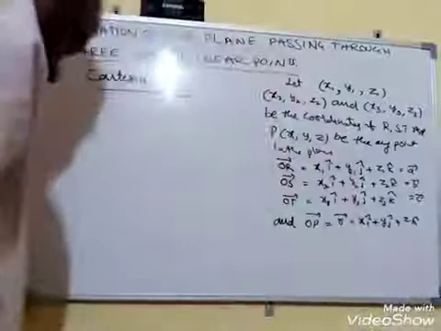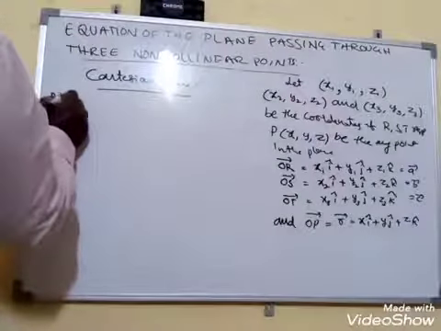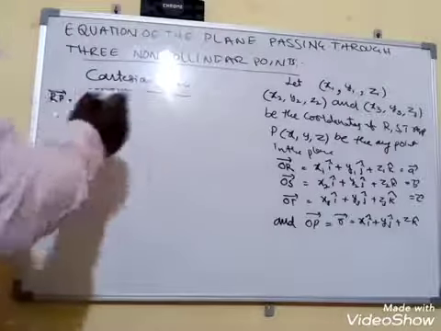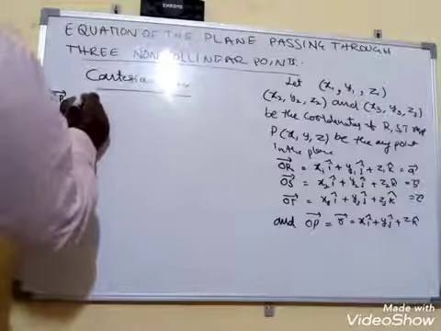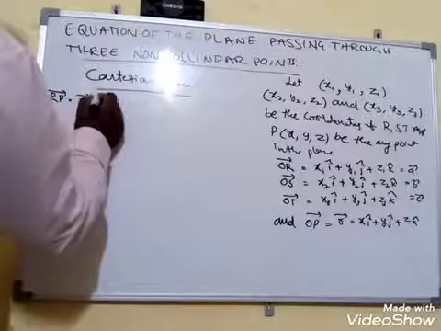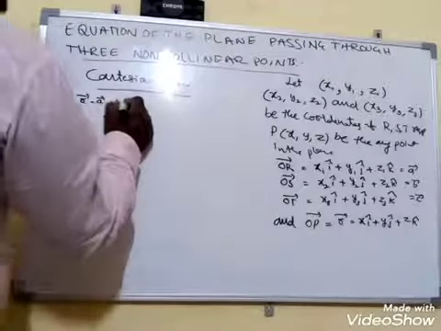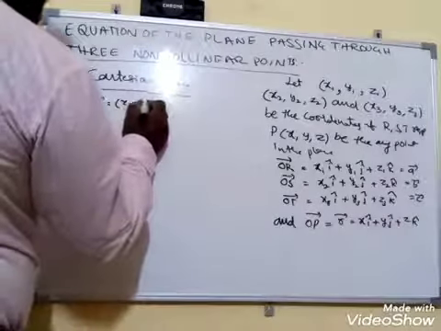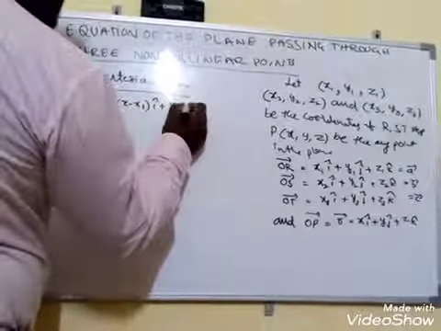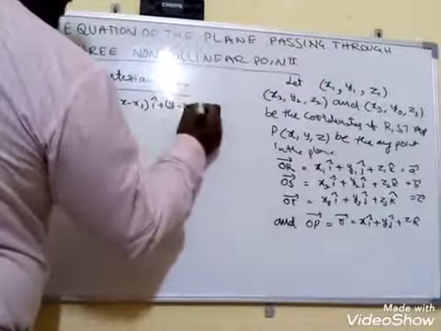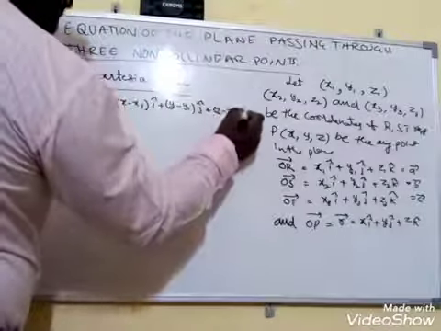Now what do we have to find? We have to find RP bar. RP bar is nothing but OP bar minus OR bar, that is R bar minus A bar. If you solve it, what are you going to get? (x minus x1) i cap plus (y minus y1) j cap plus (z minus z1) k cap.